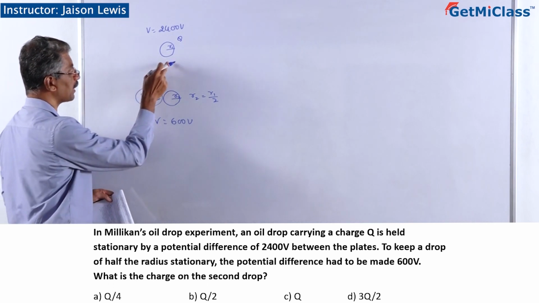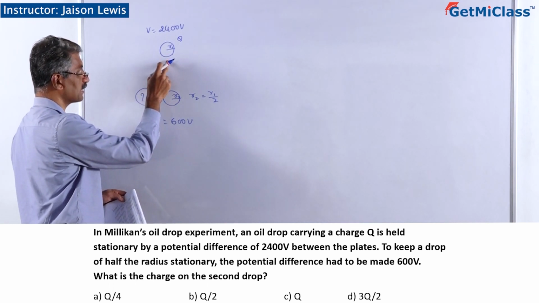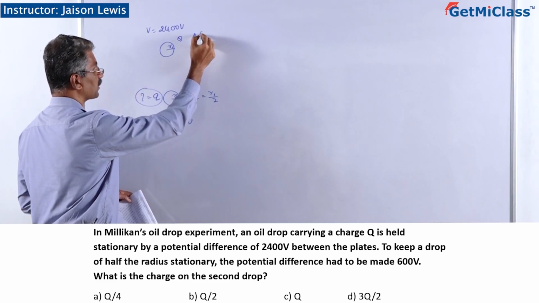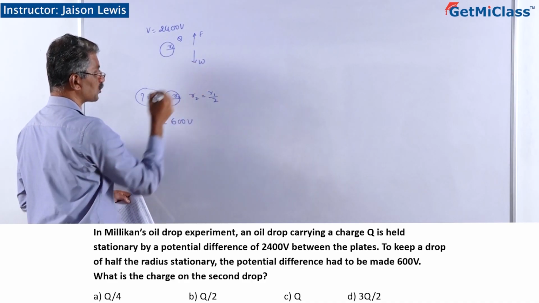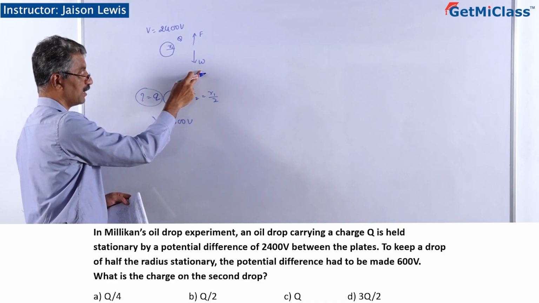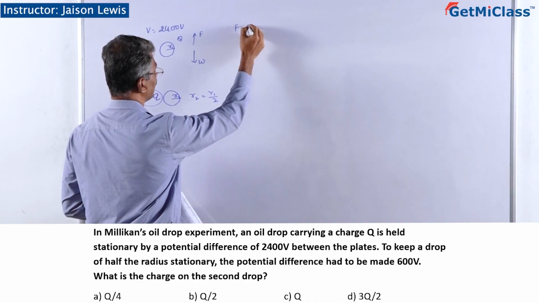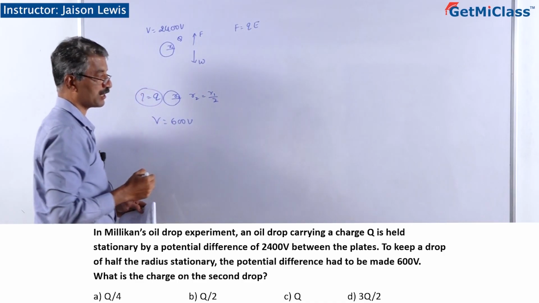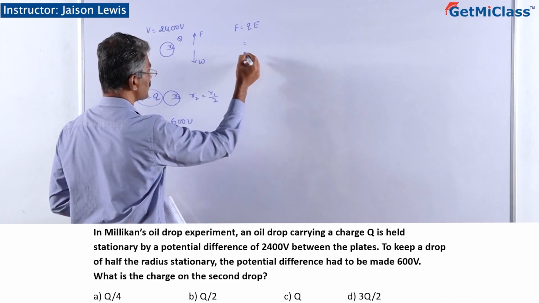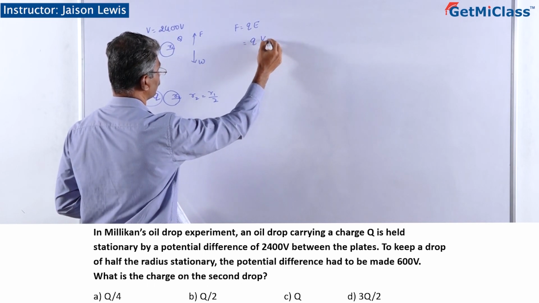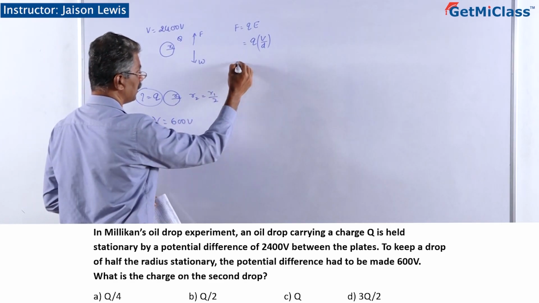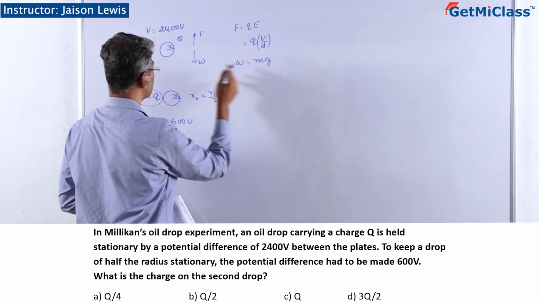We know when we hold this drop between the two plates, two forces are available. One is the electrostatic force which is upward, and the other one is the weight of this drop downwards. In both the cases F and W should be equal. What is F? F is equal to Q into E, where E is the electric field. Electric field can be written in terms of potential difference, it is V by D. D is the separation between the two plates. And W is mg, where m is the mass of the drop.